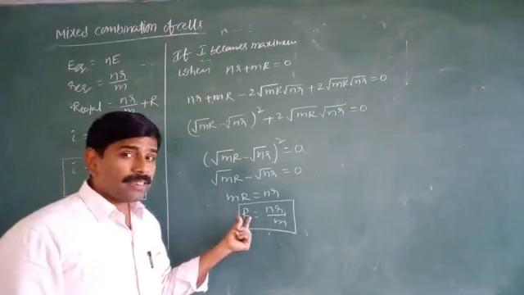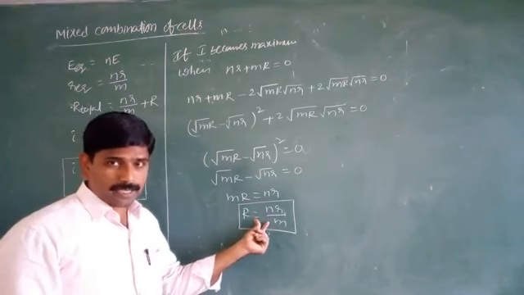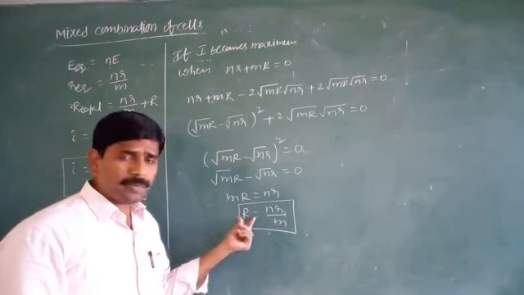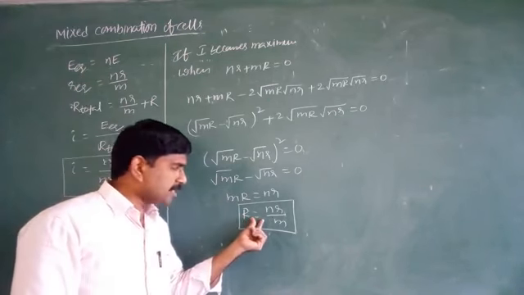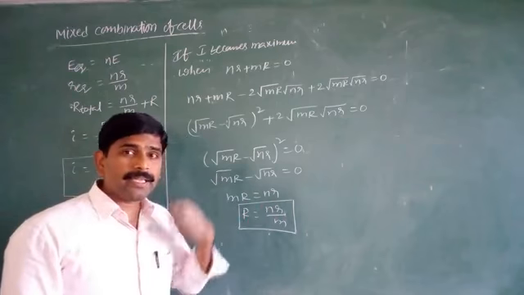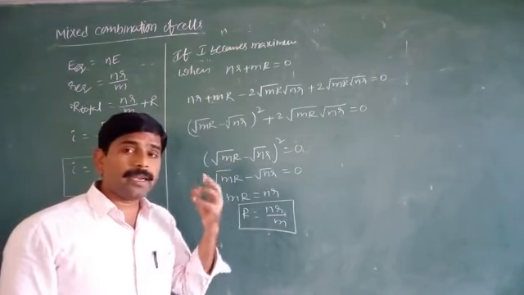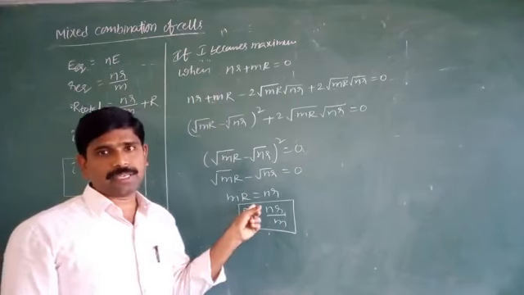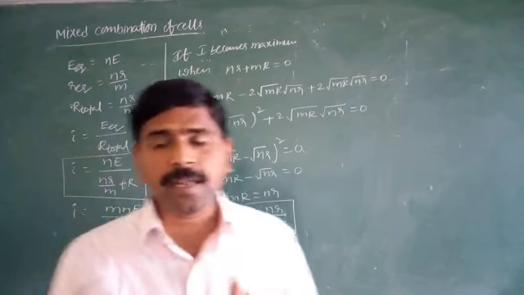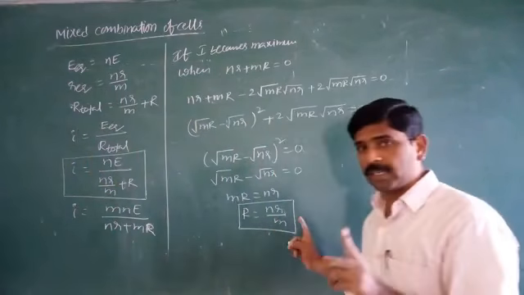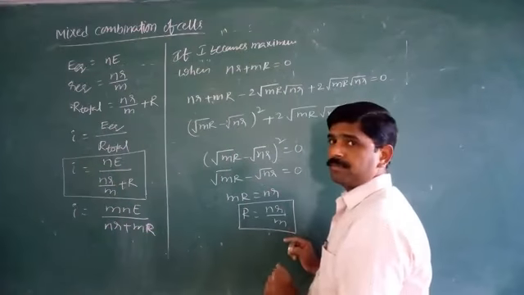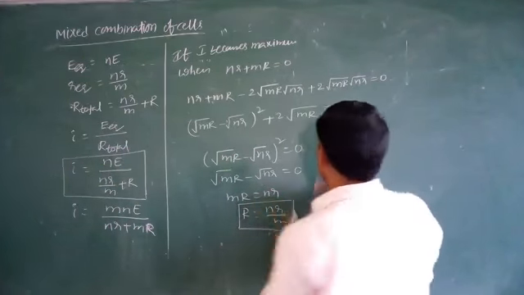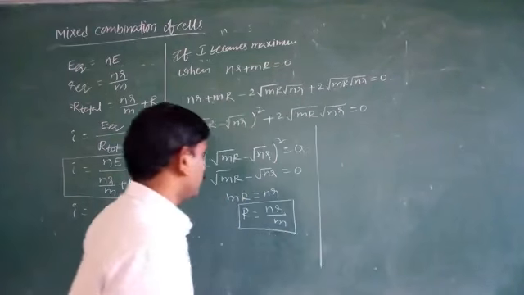Observe here, when R, which is nothing but the external resistance, is equal to the equivalent internal resistance of the mixed combination, in that situation the current becomes maximum. Therefore, the maximum current.